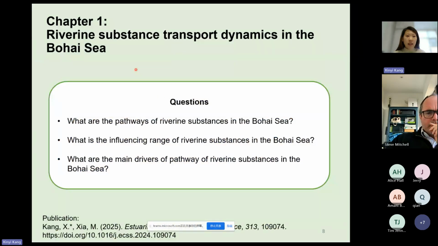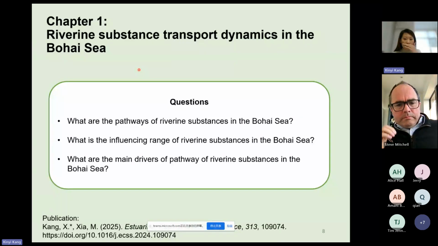The first chapter focuses on the riverine substance transport dynamics in the Bohai Sea, and we try to answer these three following questions. What are the pathways of the riverine substances in the Bohai Sea? What is the influencing range of the riverine substances? And also, what are the main drivers for the pathways of the riverine substances in the Bohai Sea?